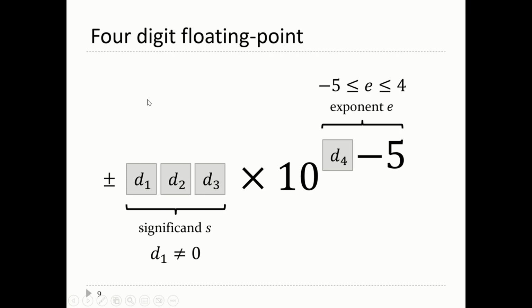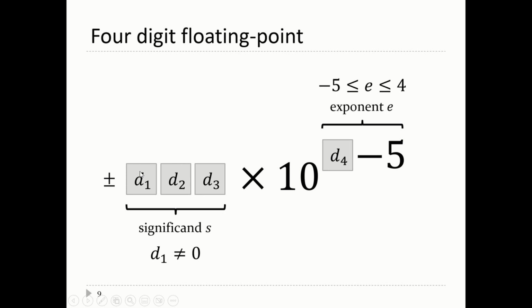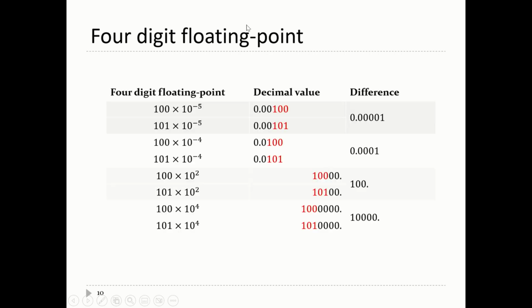All right, any questions so far? Let's see what happens when we do this. What is the smallest positive value that I can write down? The first number has to be a 1, because it can't be 0. If I want the smallest value, the next two have to be 0, and the exponent has to be as small as I can make it. So the smallest positive floating point value is 100 times 10 to the minus 5, or 0.001. I cannot represent a positive value that's smaller than 0.001.